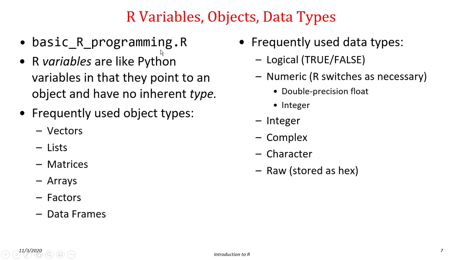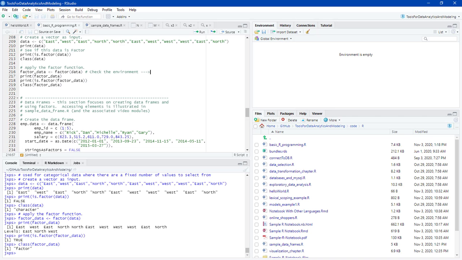And in this video, what we're going to pick up with is the object types. We're going to talk about factors and data frames, and then talk a little bit about our functions. So let's switch to R Studio. And again, I am working on our basic R programming.